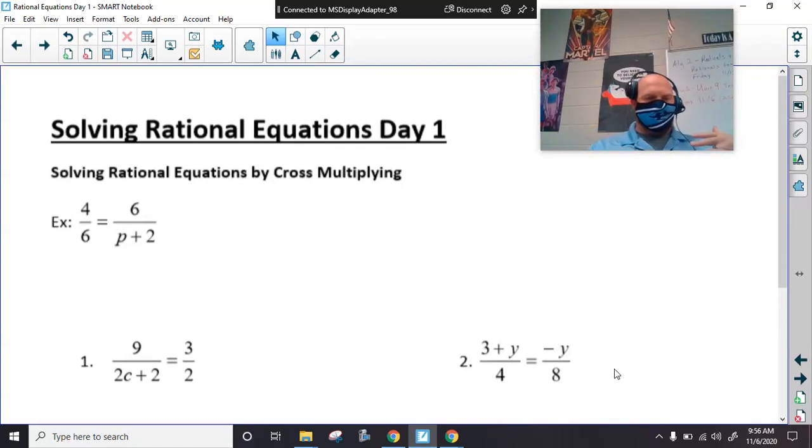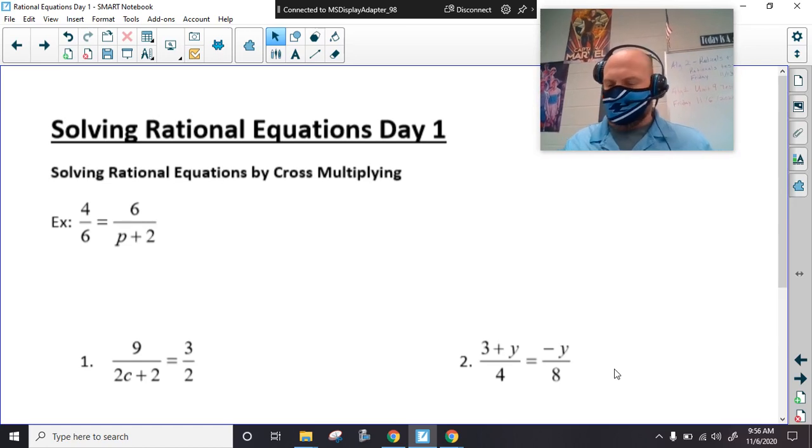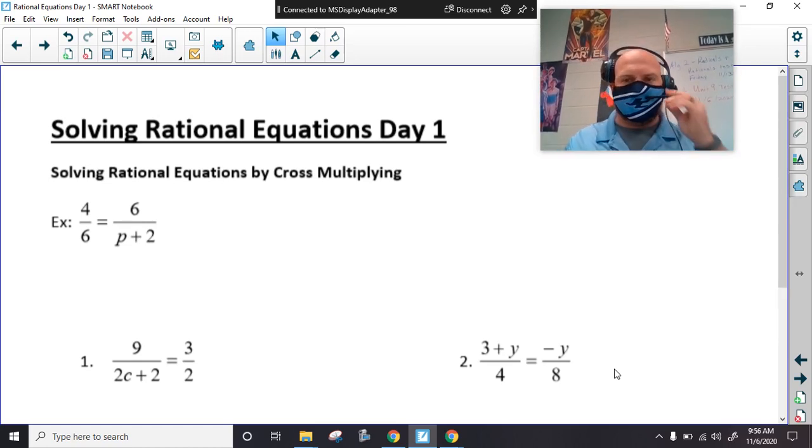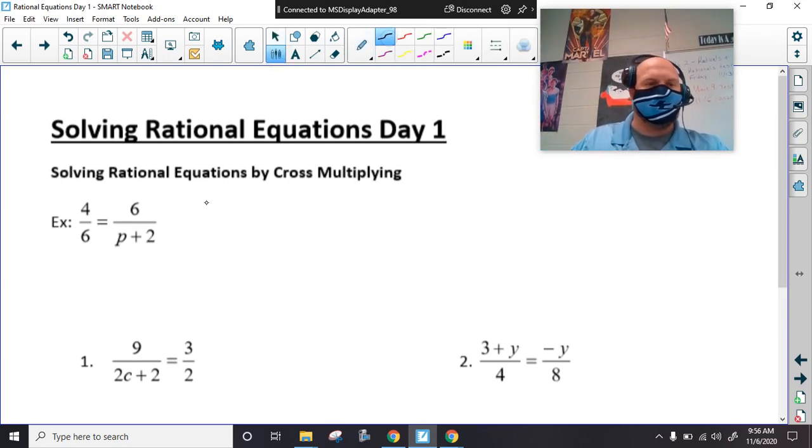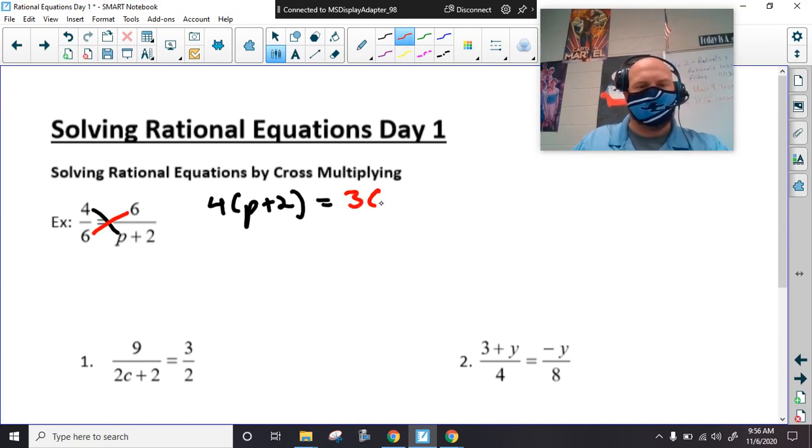Okay, so we're going to tiptoe into solving rational equations. And we're going to start off with some of these. It's kind of easy with cross multiplication just to get back into the swing of things. All right, so we're going to end up multiplying 4 times p plus 2. And then on the other side, we're going to multiply 6 times 6, which is 36. All right, so we got to distribute.